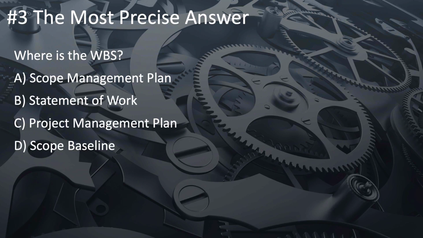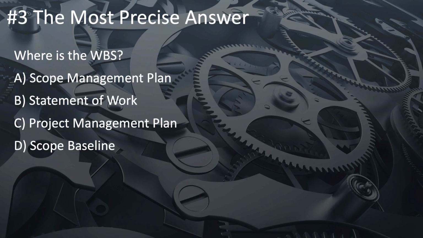So it's not A. Also, there's the statement of work. This is one of those easily confused terms. The statement of work is something that belongs with procurement, that you use with an outside vendor. It's not the project scope statement. So that is not the right answer either. That leaves us with C and D. The project management plan is the overarching document that includes all of the other management plans for all of the other knowledge areas. So that would certainly encompass the work breakdown structure as well.